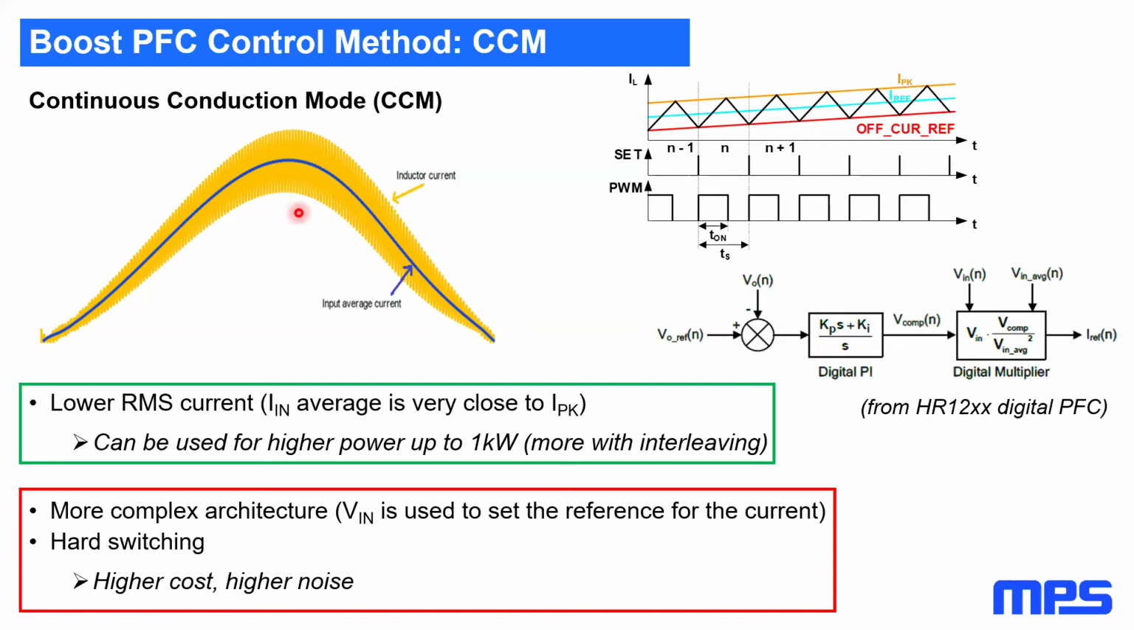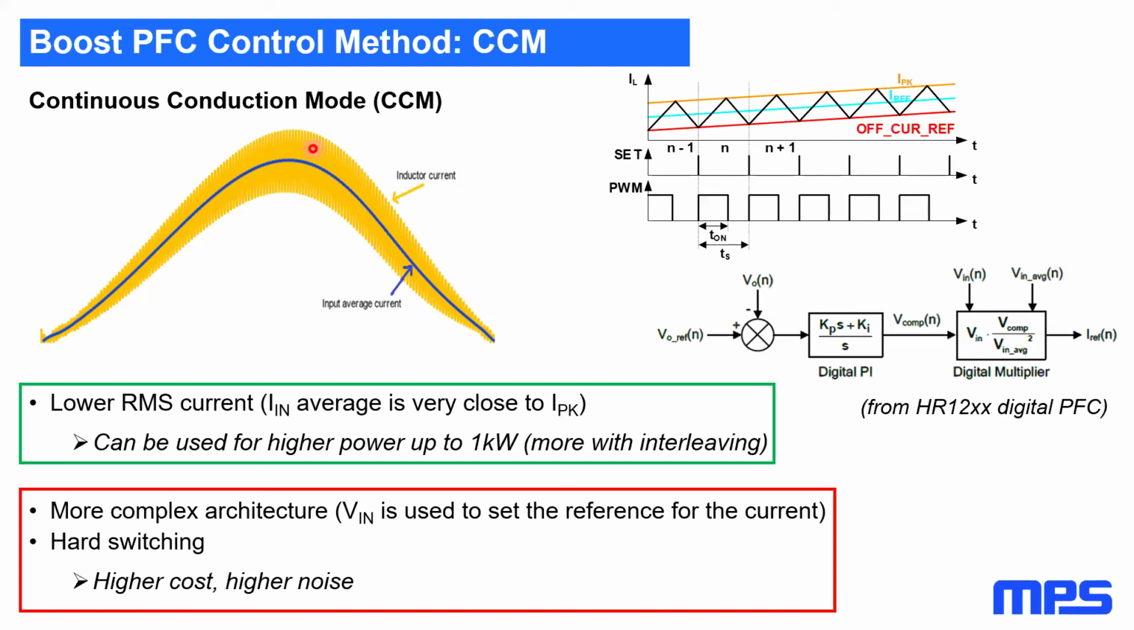Also, because now we don't wait for the current to become zero, there's more hard switching, which has some consequences and maybe some losses associated with it, and also higher noise generated. So EMI needs to be filtered and controlled. But the main advantage is it can deliver higher power.